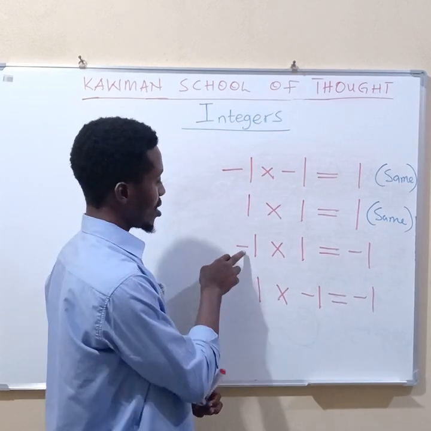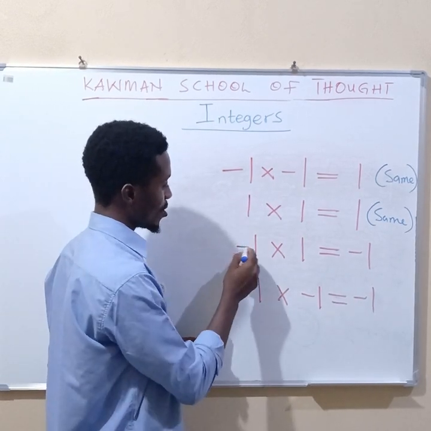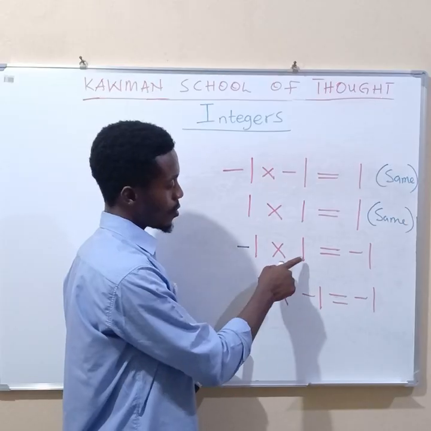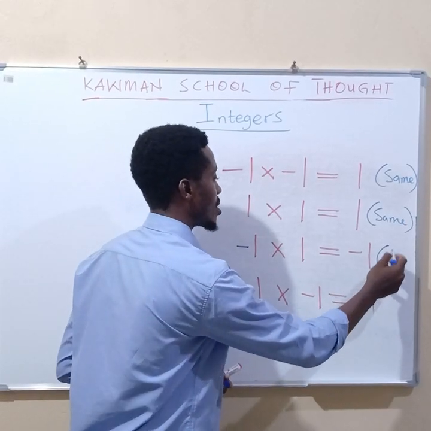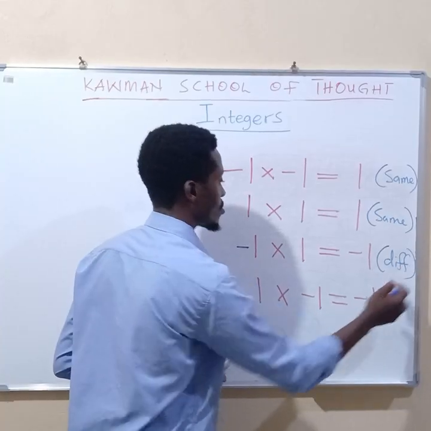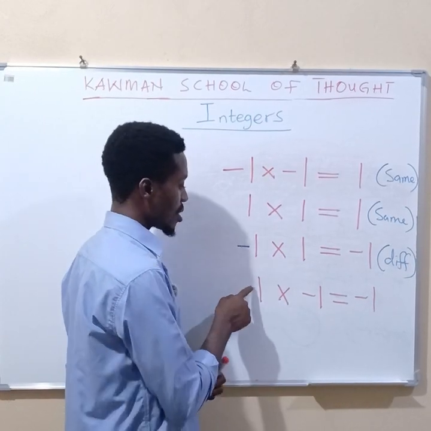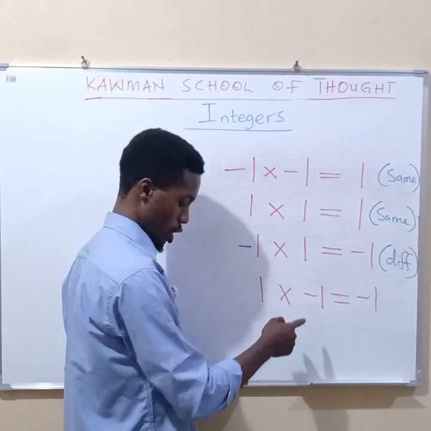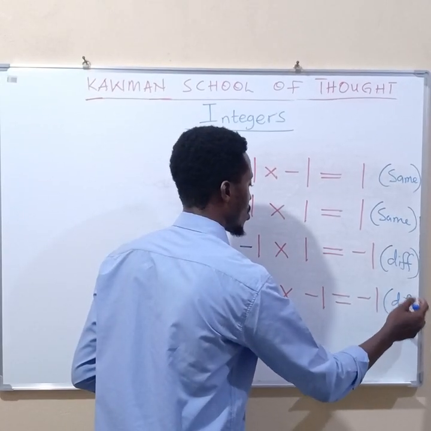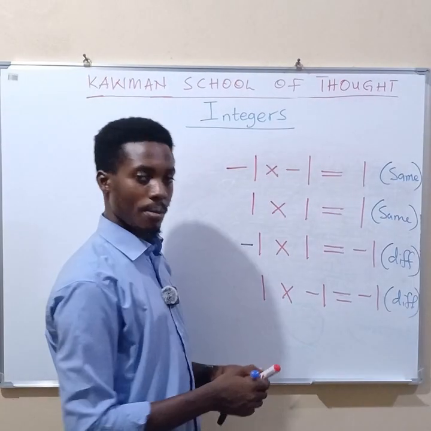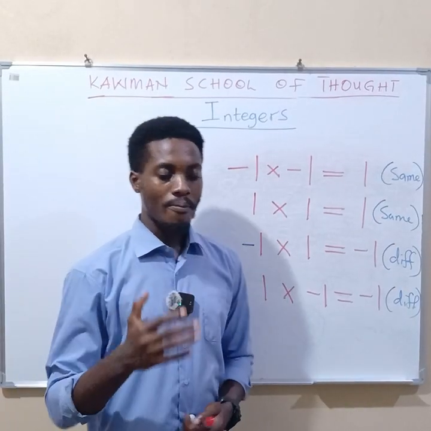Now look at this one. Negative. You see, negative 1 times positive 1, you are getting what? Negative. Why? Because they are different sign. What about this? Positive times negative, are they the same? No, different sign. So you get a negative number. So this is what you must remember.